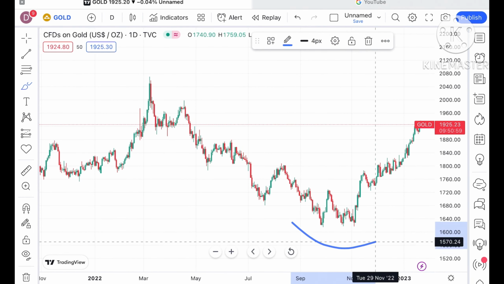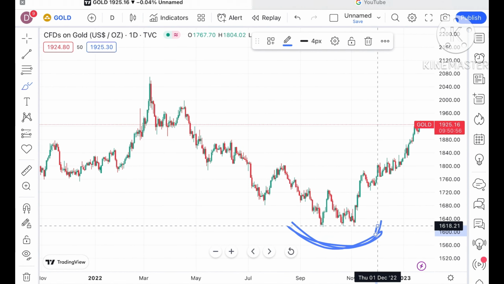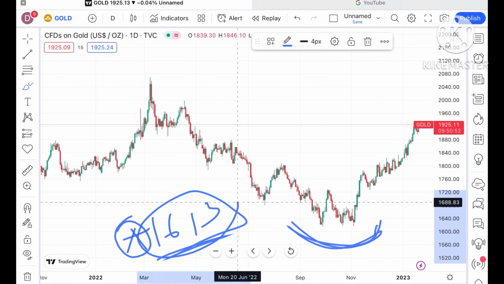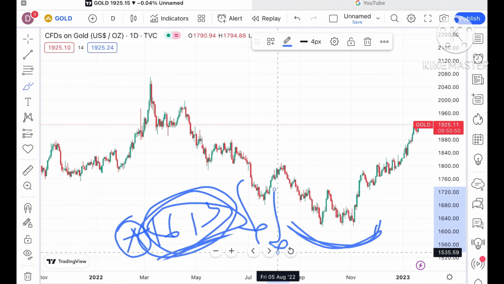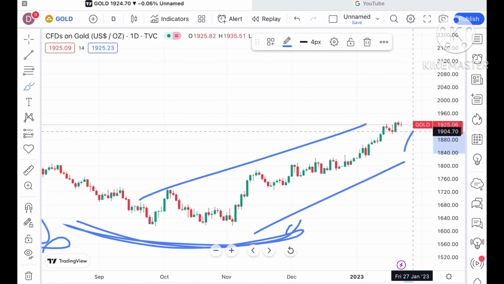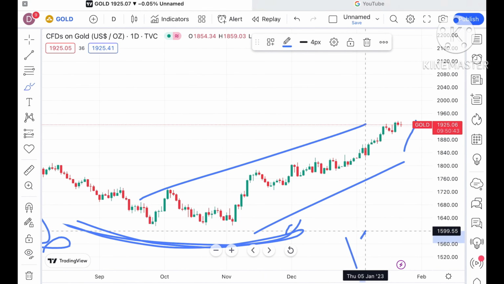Look at this particular chart. A U pattern is forming here, and a swing is forming here. That is 1613. Keep this in mind and keep a note of it. If the price comes close to this level, there will be a sharp fall. Chances are very high. After that, there is a continuous upside, and this upside made a high of around $1938.